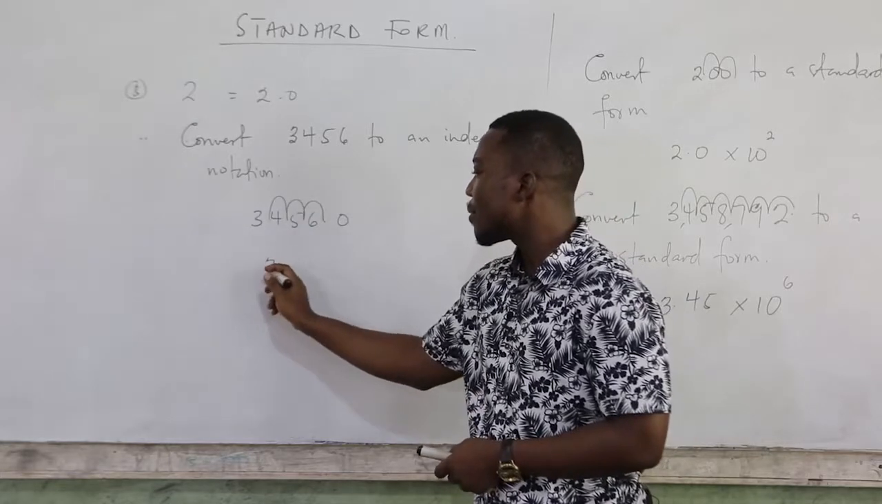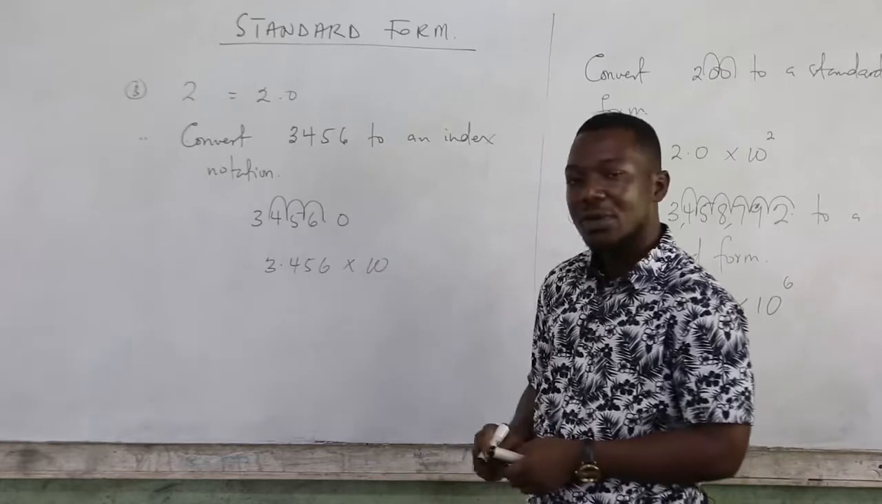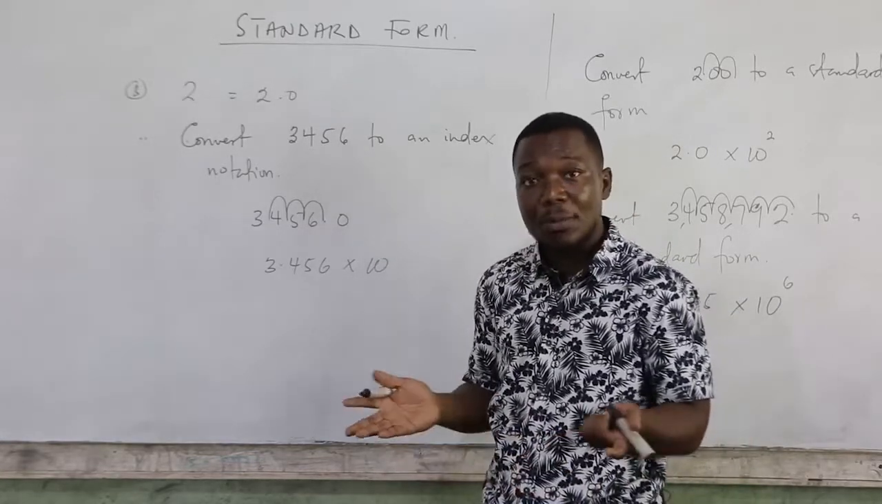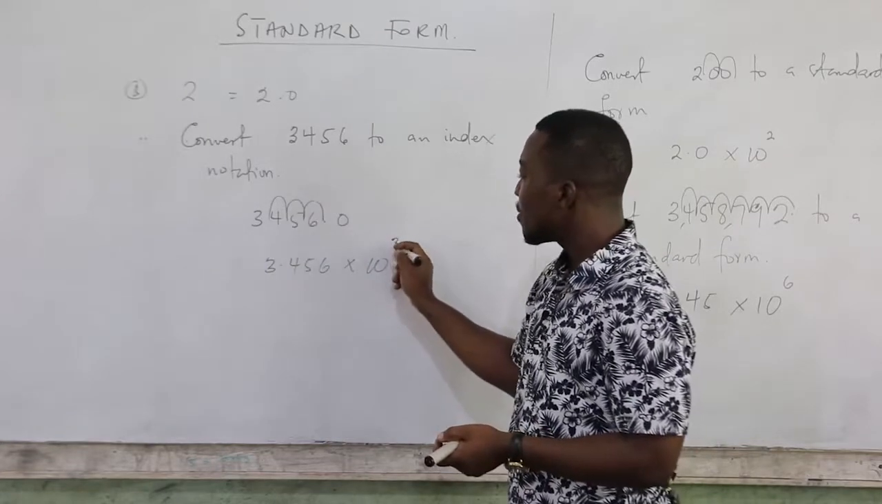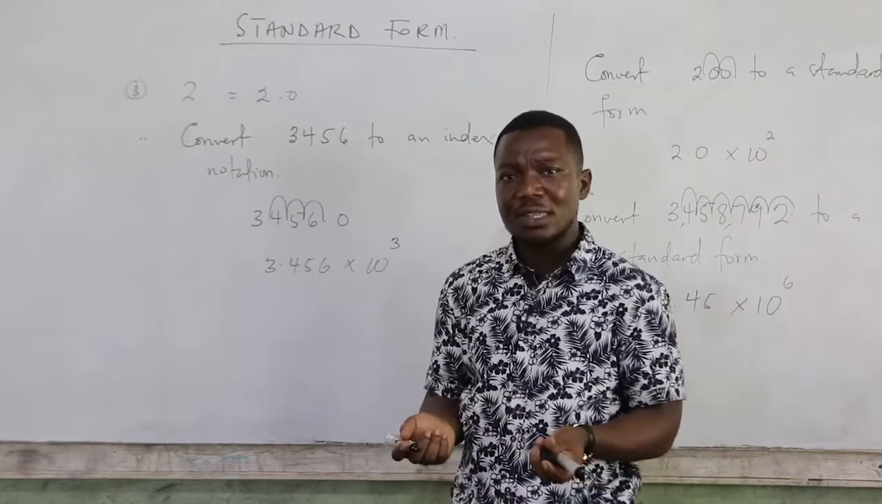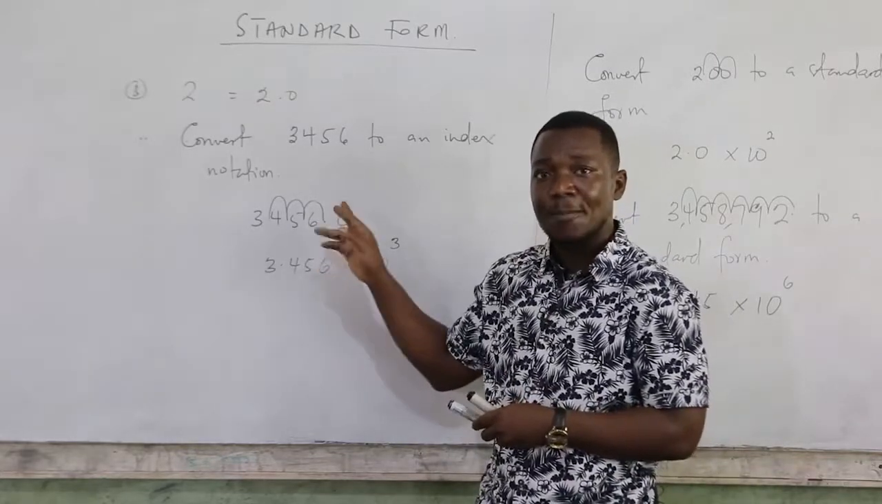So now we have 3.456 times 10 raised to the power, what number? The number of times you have moved. So we've moved 1, 2, 3. So we have positive 3. Why is the 3 positive and not negative? Just imagine this figure can still be converted back here.